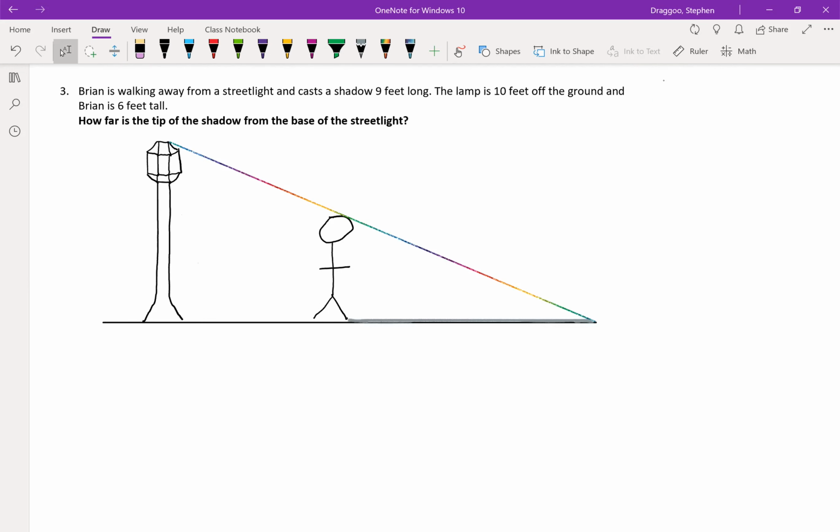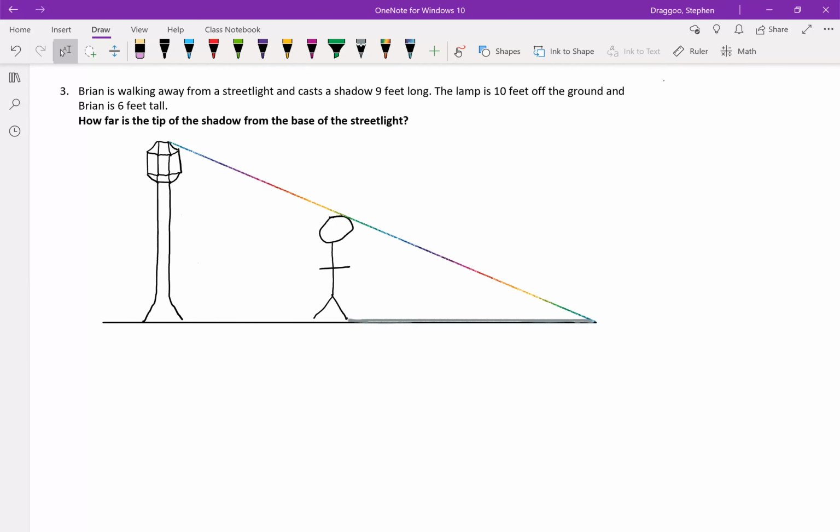Problem 3. Brian is walking away from a street light and casts a shadow that is 9 feet long. Lamp is 10 feet off the ground and Brian is 6 feet tall. How far is the tip of the shadow from the base of the street light?